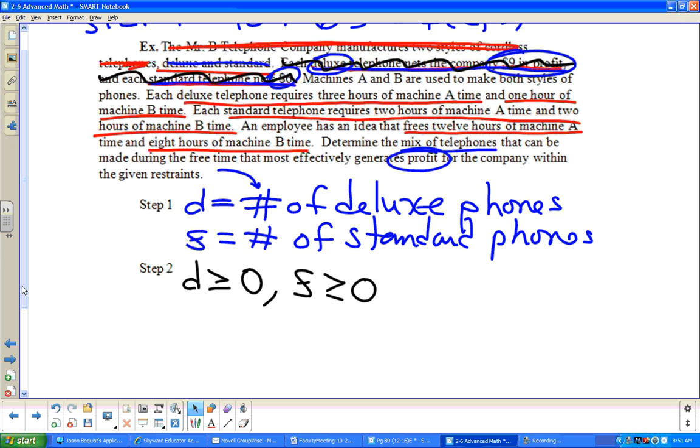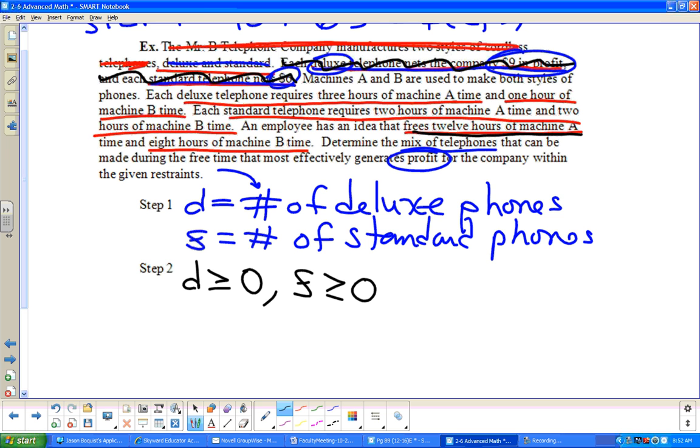Is there anything else that's being constrained? Anything else that we can't go above, can't go below, anything like that? Is there anything else in this problem that we're limited? Time, right? So the one limit I have is 12 hours of machine A. I'm not allowed to go over that, right? So I have to stay below that.